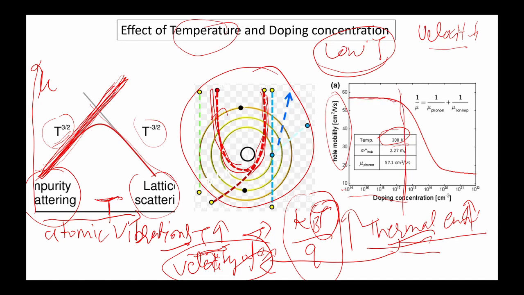After that, this ionized impurity scattering will dominate. Because of this ionized impurity scattering domination, the mobility will decrease. The mobility will fall.